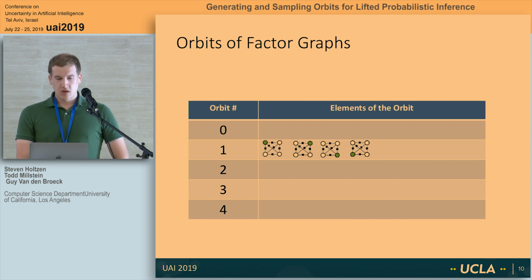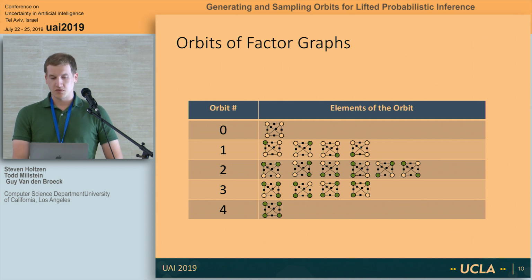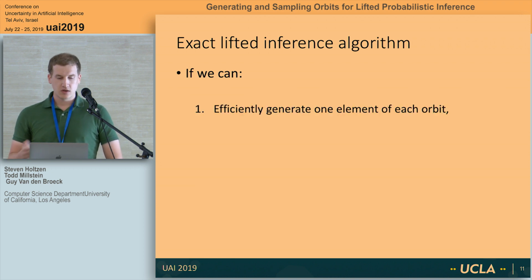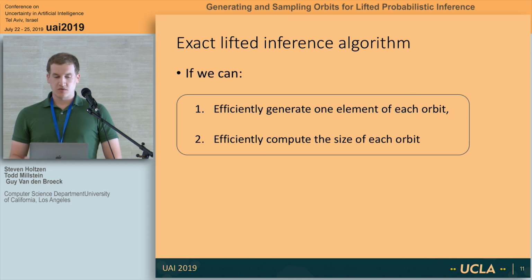So we're going to collect together all of these states that have the same probability here. Fancy animation. And we're going to put them into a table. Okay, so there's orbit 0, 1, 2, 3, and 4, and we'll populate these. So orbit 0 has no true variables, orbit 1 has 1, orbit 2 has 2, orbit 3 has 3, and orbit 4 has 4 true variables. So this is going to be our table. And we're going to use this table to design a lifted inference algorithm.